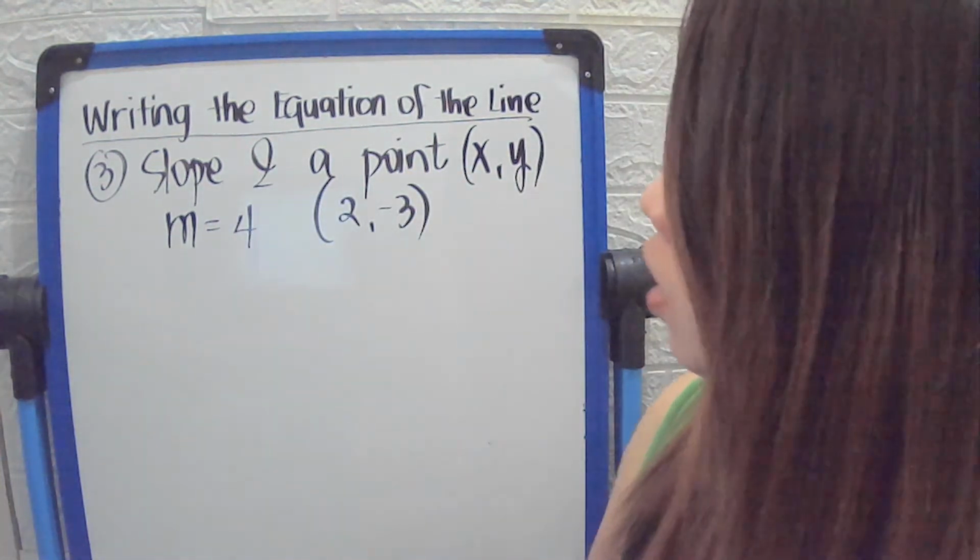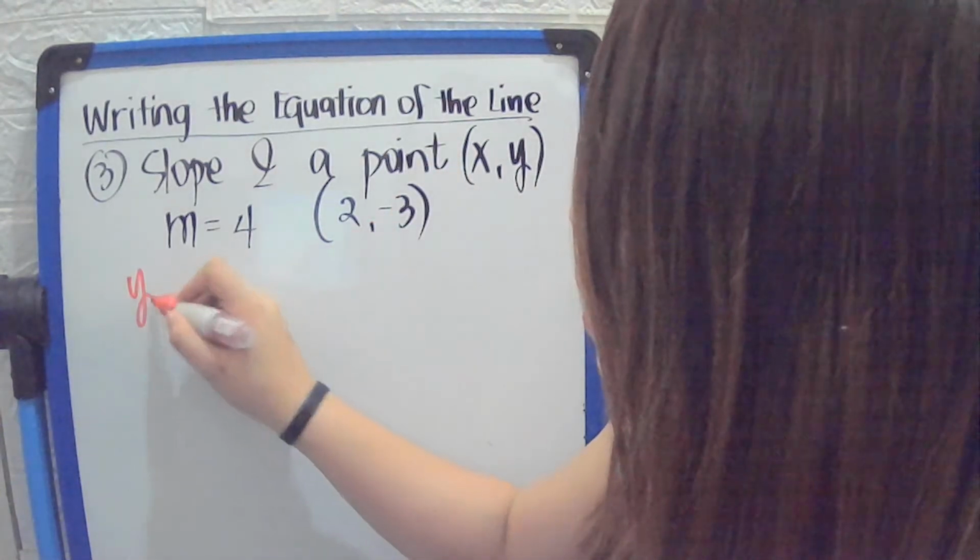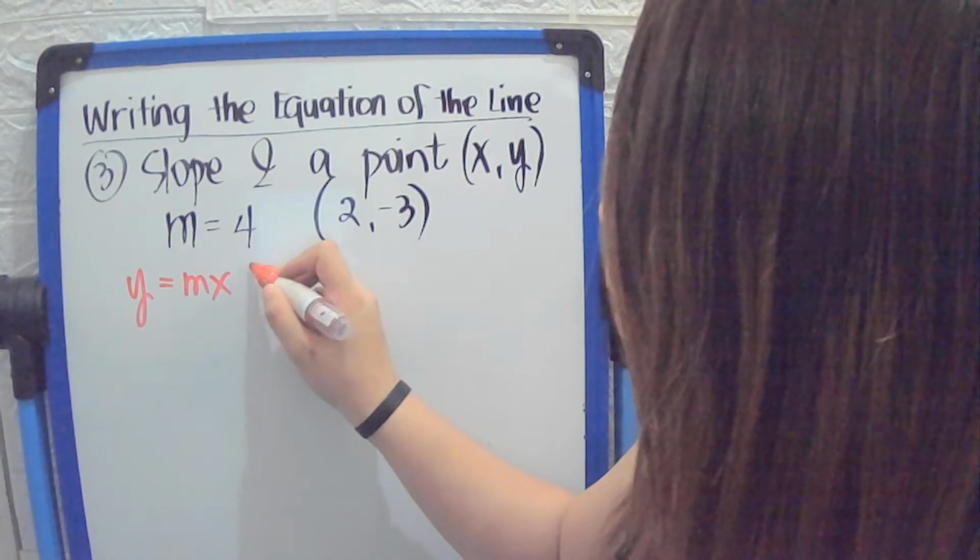Now, kung babalikan po natin, ang ating equation of the line must be in the form y equals mx plus b.